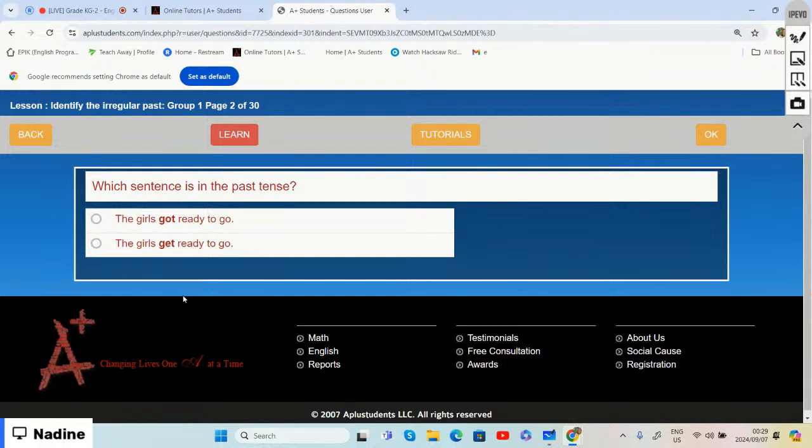All right, and if we are going to select the correct option, we're going to say option one, because the girls get ready now, but in the past they got ready to go. So got is in the past tense, which means that got is the past tense of get. Yes, got is correct. Well done.